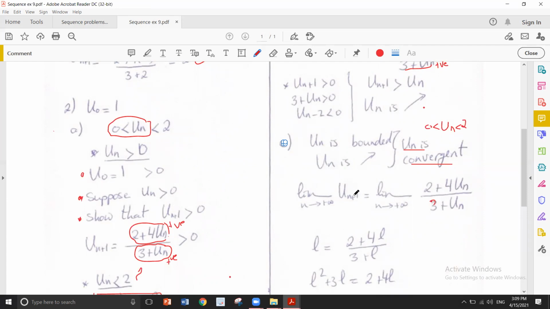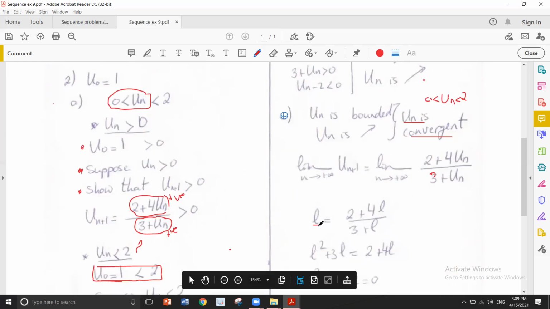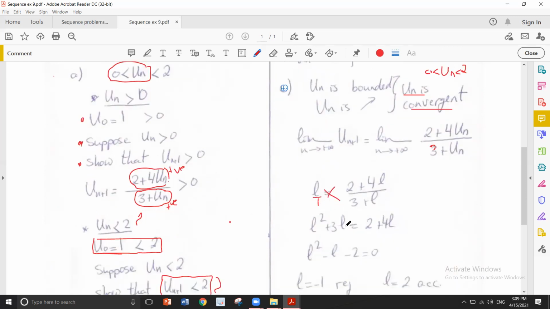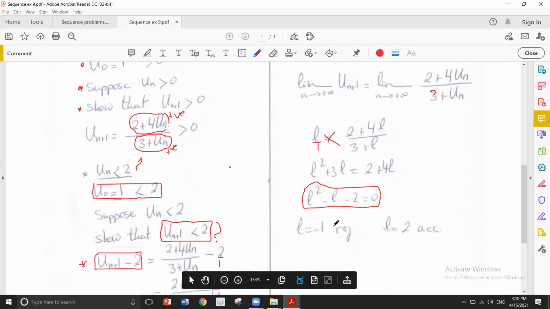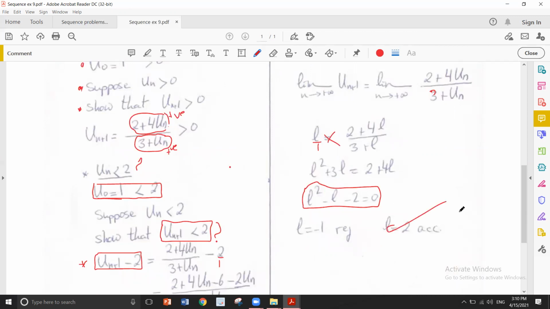Equals, limit of un as n tends to plus infinity is L, equals 2 plus 4L over 3 plus L. Cross multiplying: L squared plus 3L equal 2 plus 4L. Then L squared minus L minus 2 equal to 0. A minus B plus C equal to 0, for a second degree equation. L equal minus 1, which is rejected, since un is between 0 and 2. L equal 2 is an accepted solution.